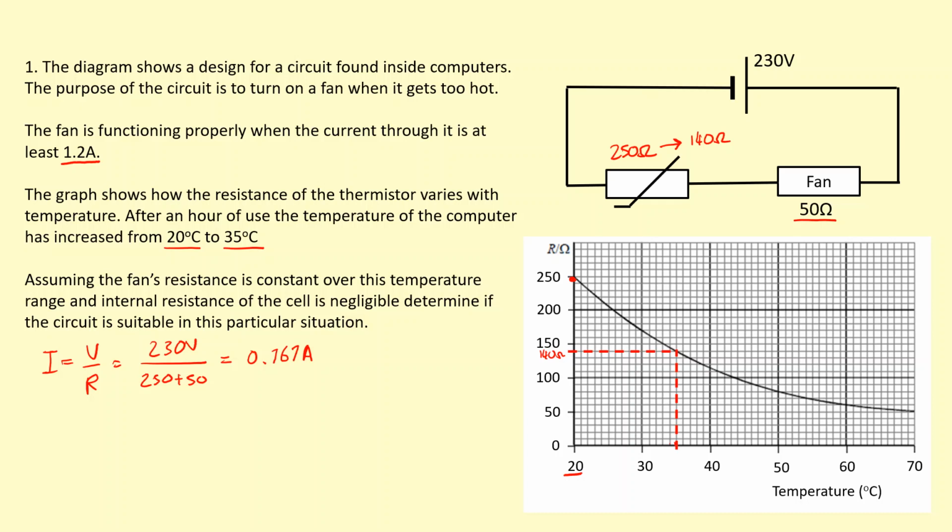Let's try what happens when the temperature is increased to 35 degrees and the resistance is now decreased to 140 ohms. The voltage is still the same, 230 volts. The resistance is now 140 plus the 50. The resistance of the fan hasn't changed, and that gives me a current of 1.21 amps. So now that is above 1.2 amps, so the fan will turn on and it will work. So this circuit, we can conclude, is suitable.